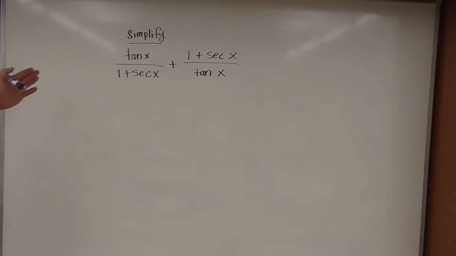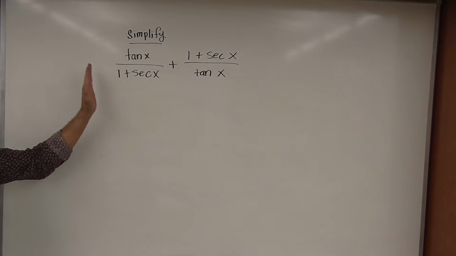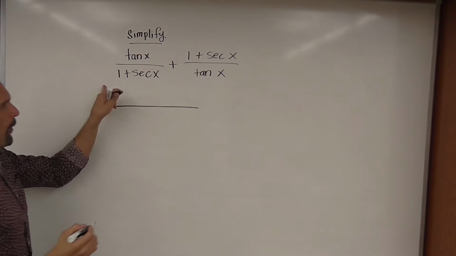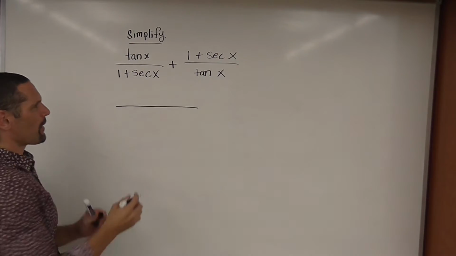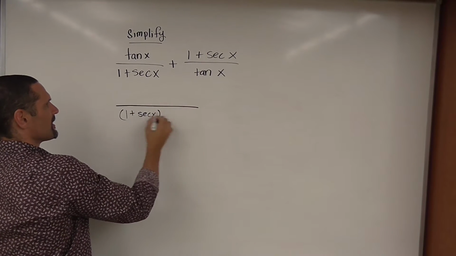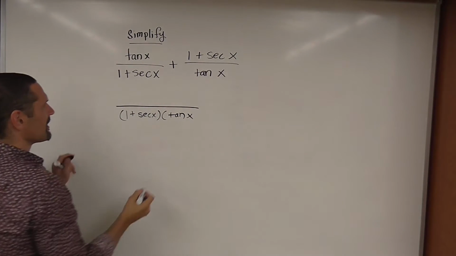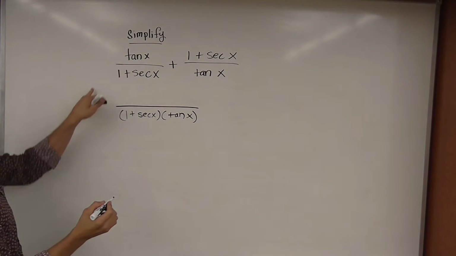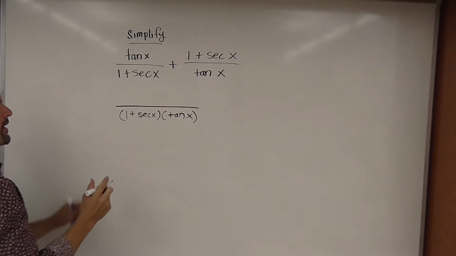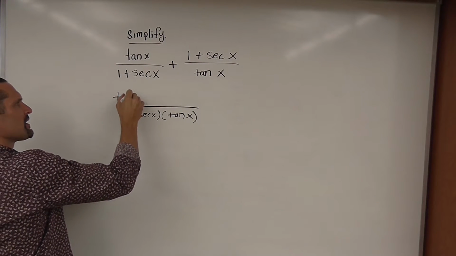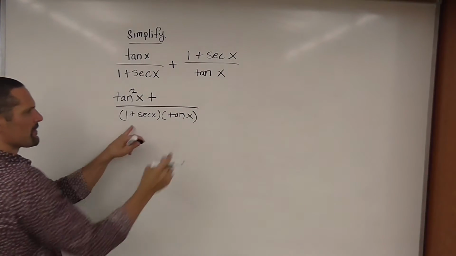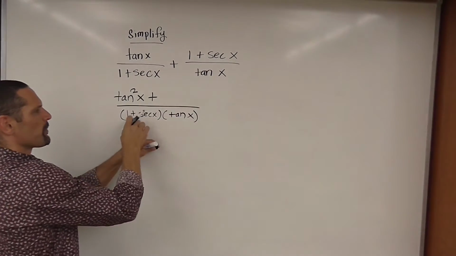Here is a more complicated problem. It just asked us to simplify this. Often when we have two fractions, what we want to do as a first step is write them over a common denominator. Well, there's not much common here, so let's mash them together. 1 plus secant x times tangent x. Now I ask myself, 1 plus secant x times what gives us a common denominator? Times tangent x. So I have to multiply the numerator by tangent x as well, and that gives us tangent squared x. Plus tangent x times what gives us this denominator? Times 1 plus secant x.